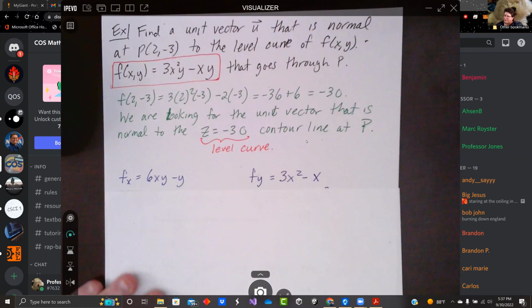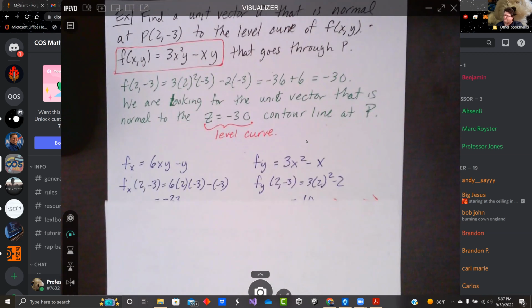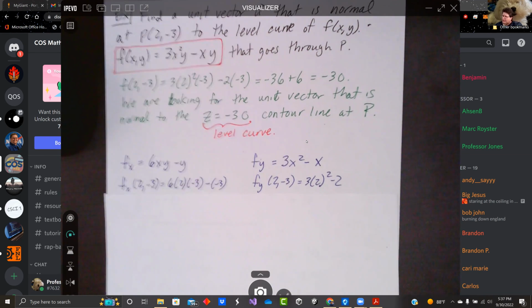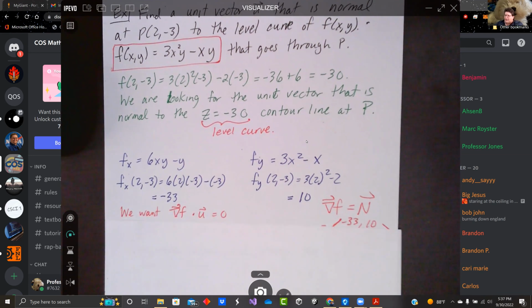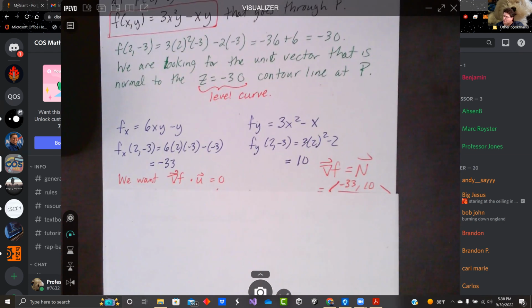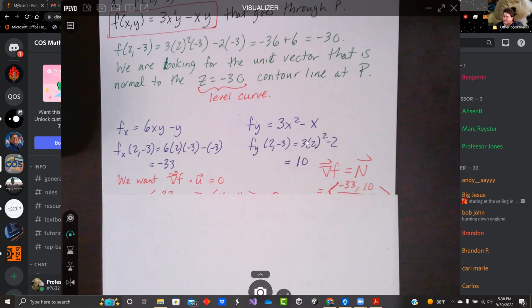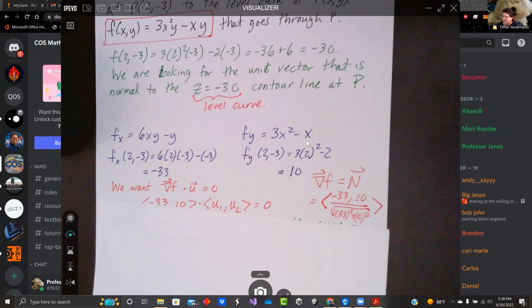So let's just do our derivative. We've got our partials of f with respect to x and y right here. We evaluate them at those points, plug and chug. We get the partial of f with respect to x at that point is negative 33. The partial of f with respect to y at that point is 10. We want the gradient of f dotted with u to equal 0. We know the gradient of f is (-33, 10). We could normalize that by dividing by its magnitude.